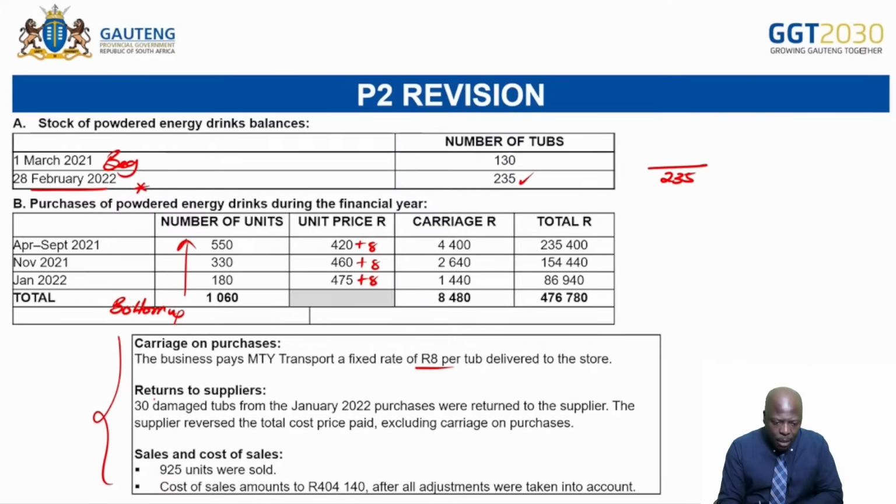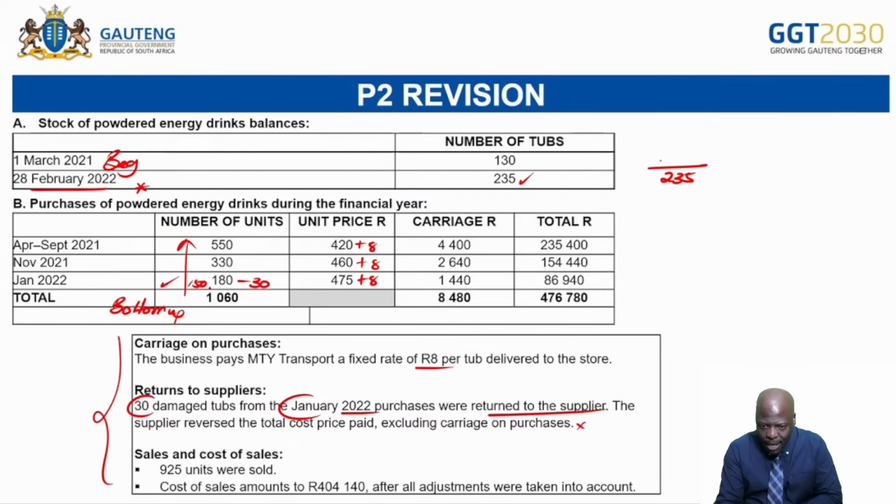Then they say 30 damaged tabs from January 2022 purchases were returned to the supplier. The supplier reversed the total cost price, excluding the carriage on purchase. So it means I come to my January here because the returns are from the month of January. So I come to January, then I say 180 minus the damaged, which is 30. So if I say 180 minus 30, that leaves me with 150. These are the units that I have in January.